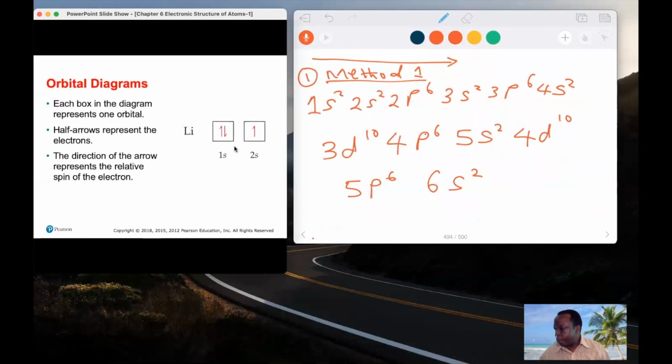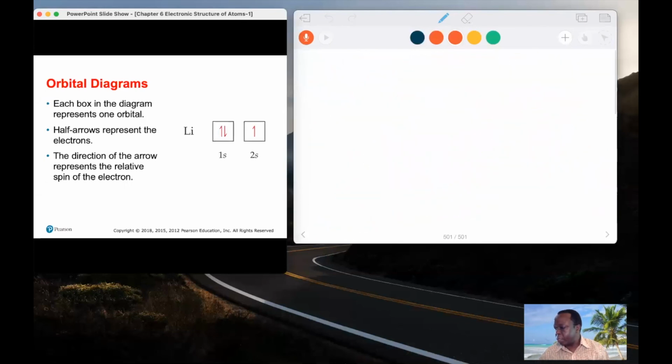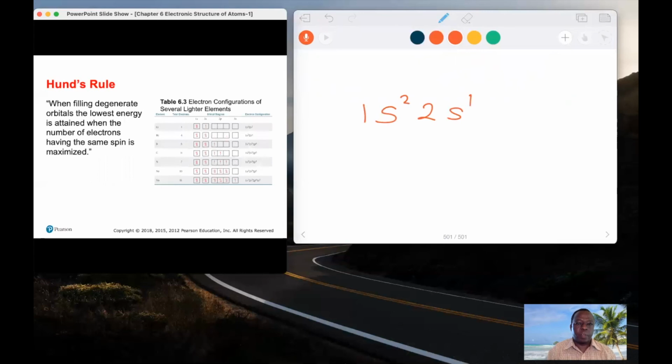What you see on the screen for lithium could be like this: 1s2, 2s1. This is 1s2, 2s1. Still, you need to know that. And then the shorthand, of course, which is using group 8.